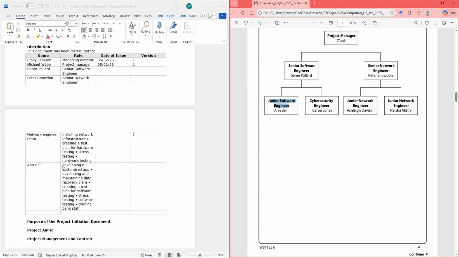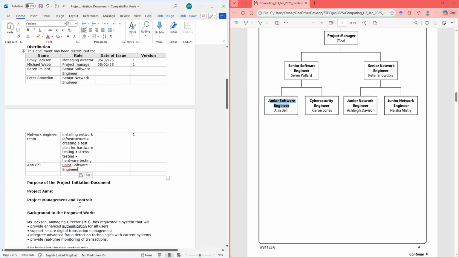So we just copy that. Let's get rid of this. So Annabelle is the junior software engineer team. We have to pay strict attention to these because sometimes they do mix the software with the cybersecurity and all of that. So we need to pay attention to stuff like that. So Annabelle is that person.